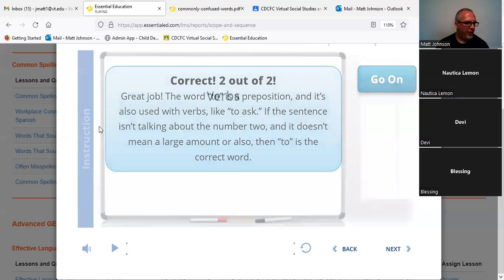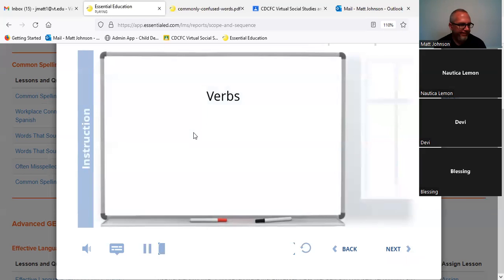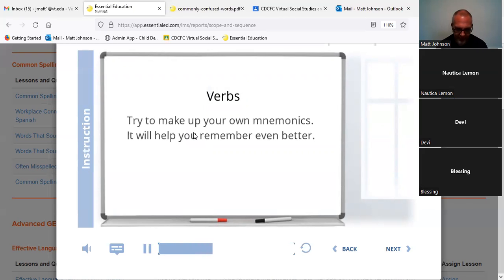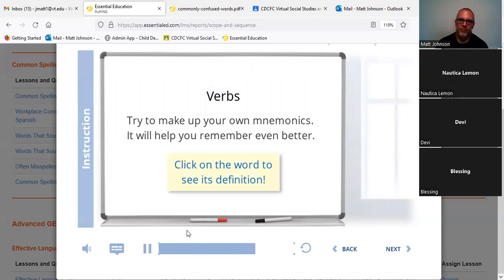All right, and let's see what he has here next. Do you notice that when I give you commonly confused words, I try to give you a phrase or rule to help you remember? Those are called mnemonics, and they can help you memorize things like how to spell certain words. Try to make up your own mnemonics. It will help you remember even better. Are you ready for some more words? Each of these sets of commonly confused words has at least one verb. Click on the words to learn the definitions and mnemonics to help you remember.